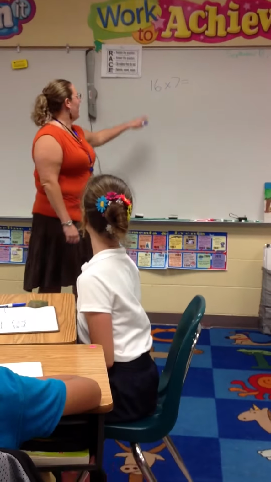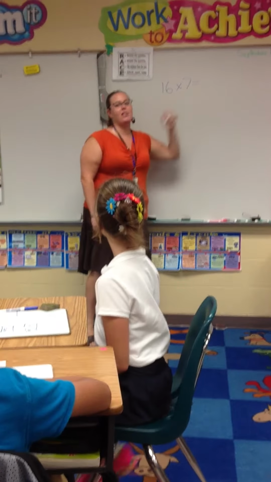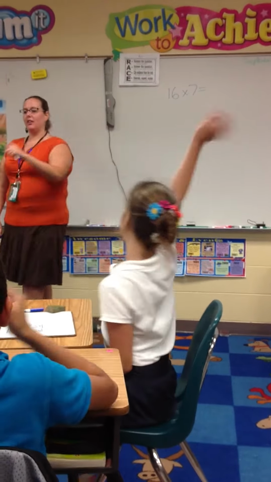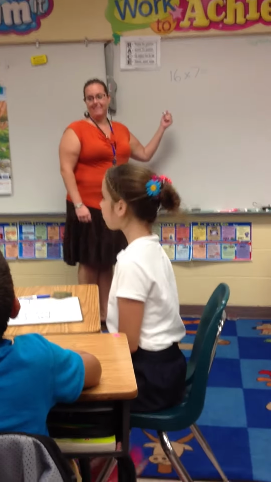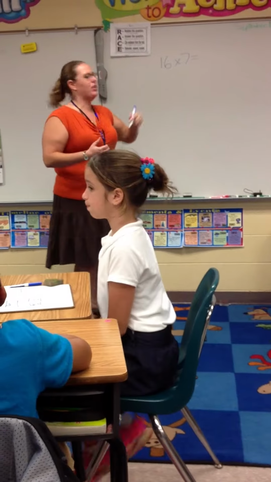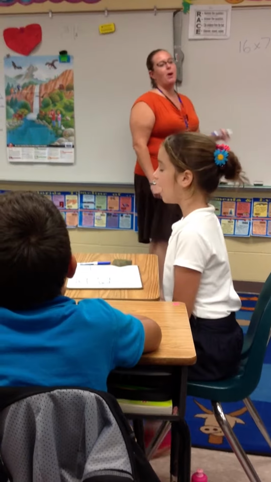Okay, so we're trying to figure out 16 times 7 by breaking the number apart. What number are we going to break apart here? Yes? 16. The 16, why? Because it's the bigger number. It's more difficult to figure out. We can't do that number in our head. We don't know 16 times 7 in our head. So we're going to break it apart.